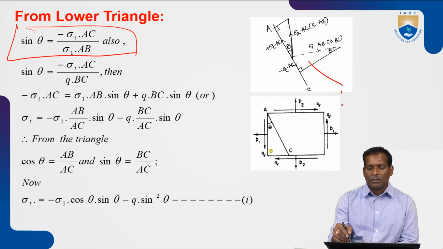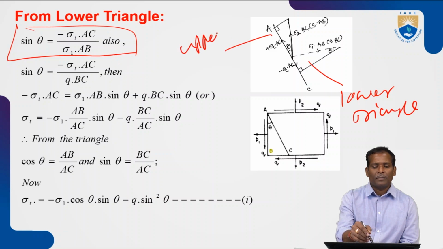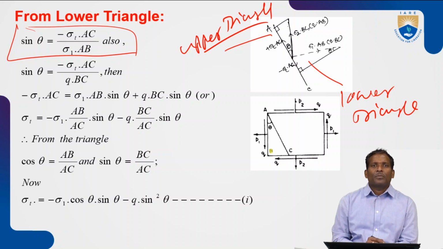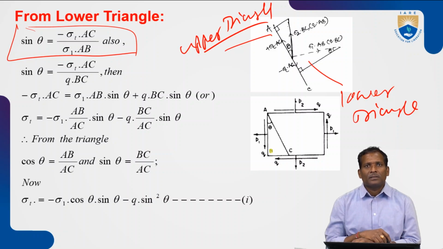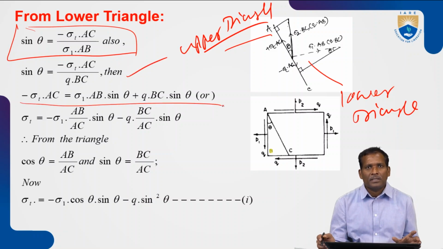This one is the lower triangle and this one is the upper triangle. So sin theta is equal to minus sigma t AC by q BC. Then sigma t AC is equal to sigma 1 AB into sin theta plus q BC sin theta, from the diagram.